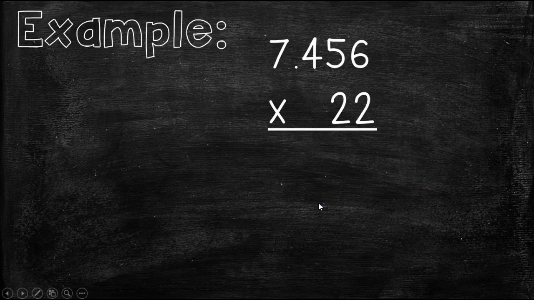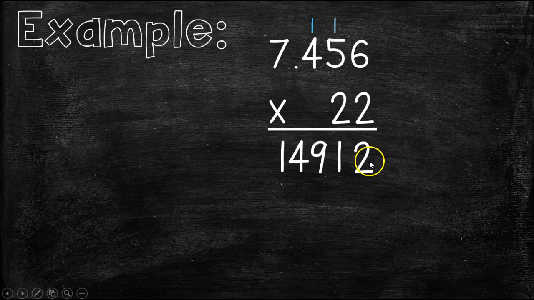Here's another example with a little bit longer problem. Here we have 7 456 thousandths times 22. Well, we're going to multiply and add like that decimal's not even here. So 6 times 2 is 12, 5 times 2 is 10, plus 1 is 11, 4 times 2 is 8, plus 1 is 9, and 7 times 2 is 14.